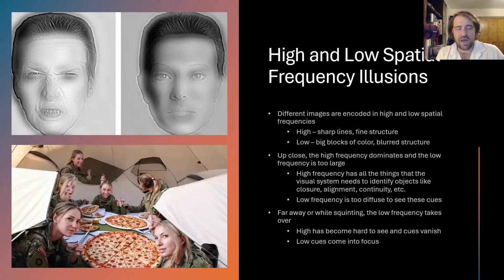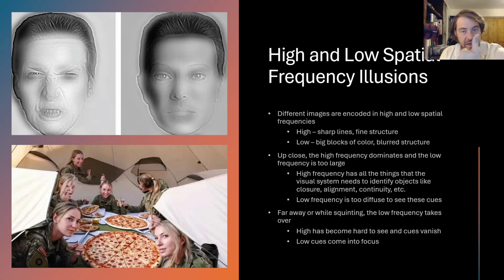But these are called high and low spatial frequency illusions. So on the top, if you wear glasses, put them on. If you're nearsighted, put your glasses on. Otherwise, get close to your screen. And what you should see is on the left, I'm just talking about the faces on the top. On the left, that face is angry, and the face on the right is calm.